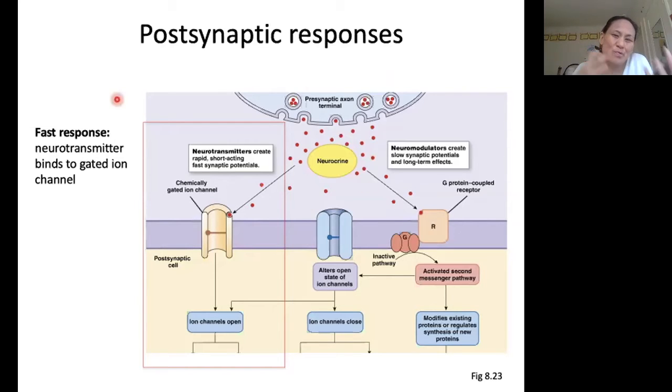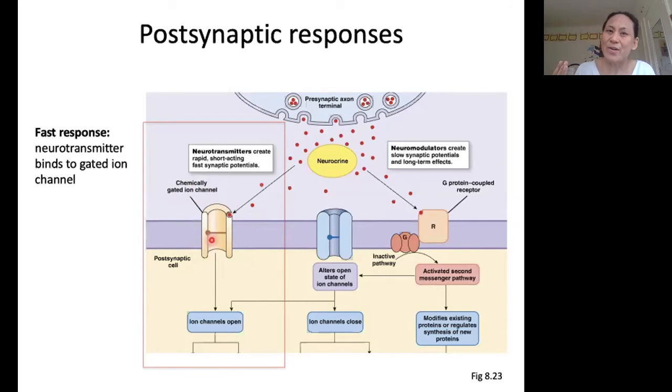There are basically two main categories of responses that we can get in the postsynaptic cell in response to neurotransmitter release. The first is sort of a fast response, okay? And what happens in this kind of scenario is the neurotransmitter binds to a receptor that is also an ion channel, okay? So basically it's a chemically gated ion channel, or a neurotransmitter gated ion channel. Once the neurotransmitter binds to that receptor channel, okay, that ion channel can open.